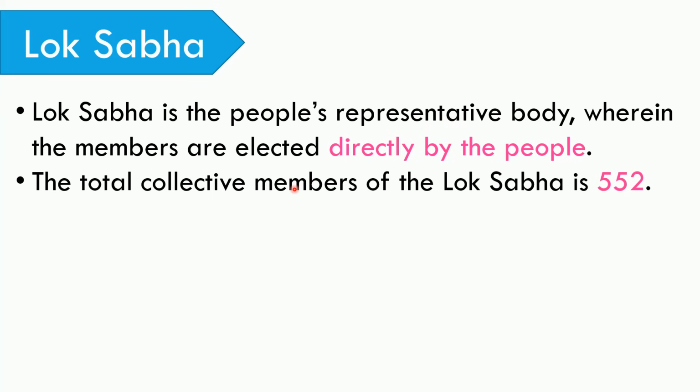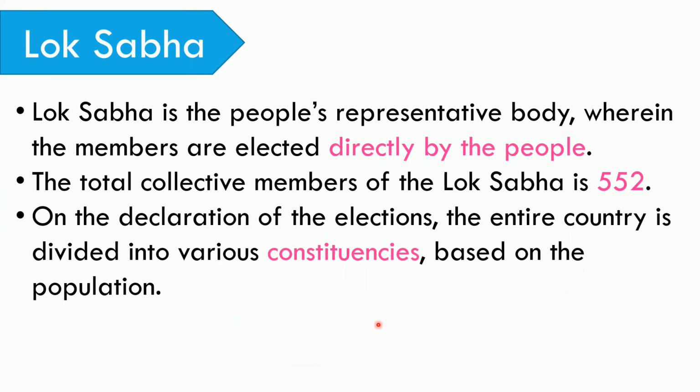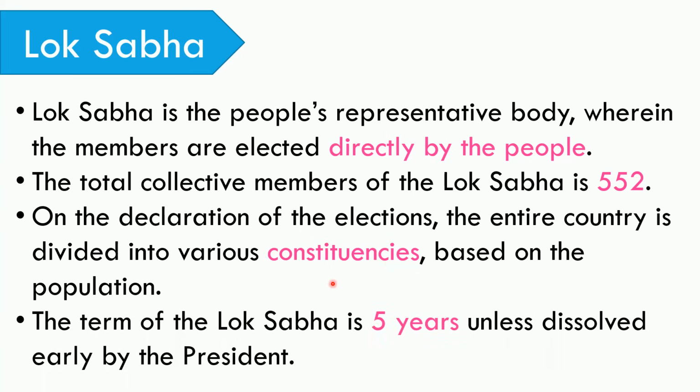The total collective strength of Lok Sabha is 552 members, out of which 530 members represent states, 20 members represent union territories, and 2 members are nominated by the President to represent the Anglo-Indian community. On the basis of population, the entire country is divided into various constituencies and one candidate is elected from each constituency. Basically, the term of Lok Sabha is 5 years, but it can be dissolved earlier by the President. Moreover, its term can be extended for 1 year in case of emergency.